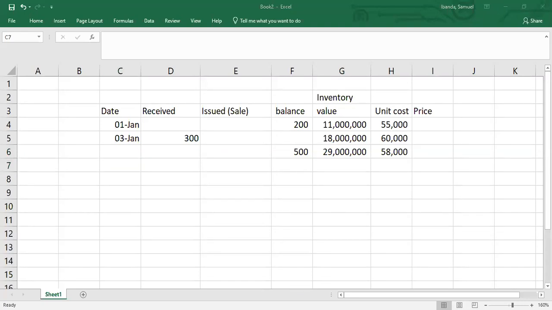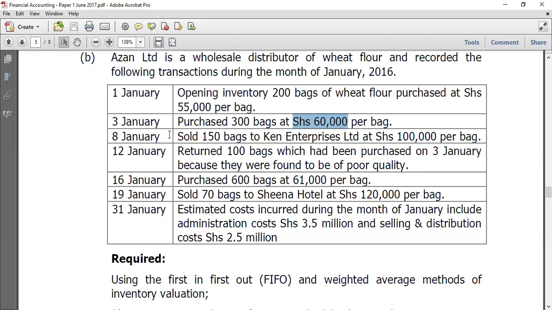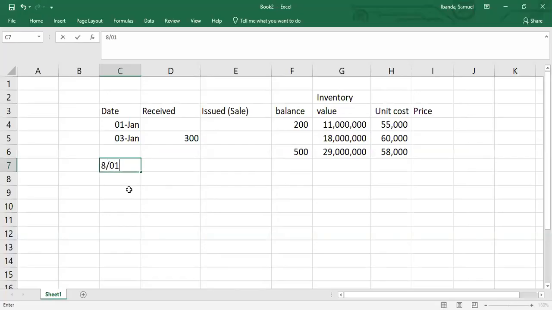That is, let's see, this was on 8th January. So on 8th January, we issued, which is our sale, 150 bucks at how much? At 100 per bag. Okay, so this is what we are going to basically do when we are trying to record this. This is 8th of January. Okay, it is an issue of how much? Of 100 bags. So we are issuing 100 bags.